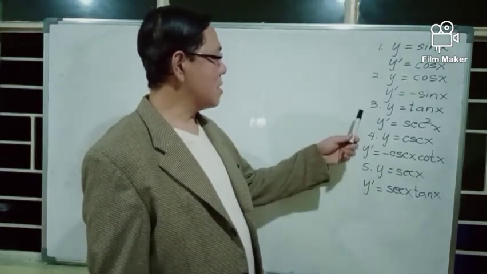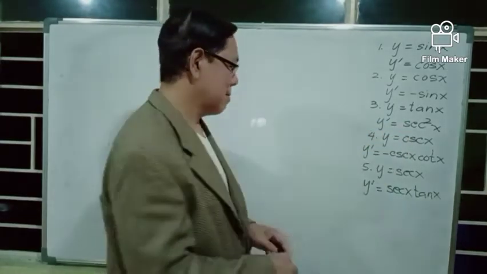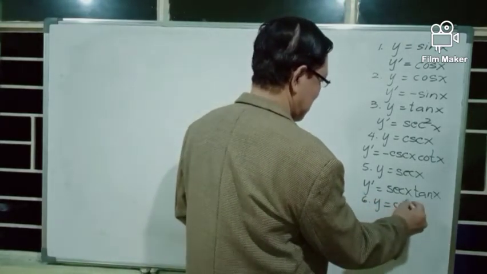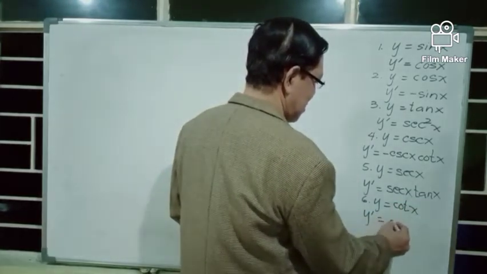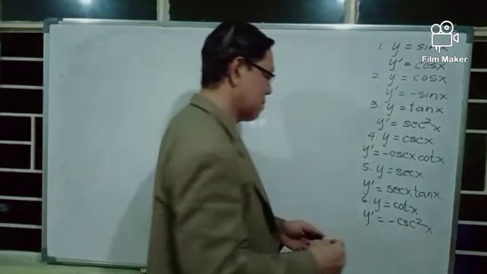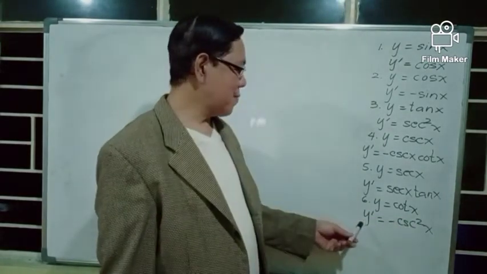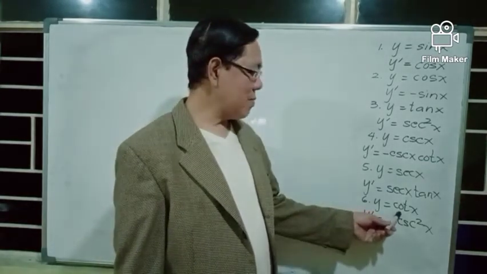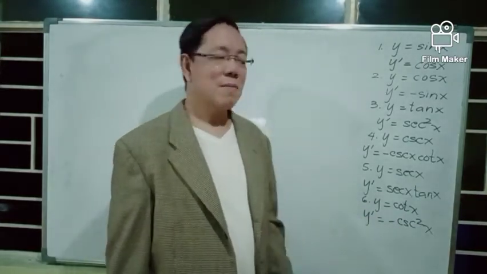And last is the reciprocal of tangent. The reciprocal of tangent is cotangent. Y equals cotangent x. Then the derivative of cotangent is negative cosecant squared x. If y equals cotangent x, the derivative of y denoted by y prime equals the derivative of cotangent x, which is negative cosecant squared x.